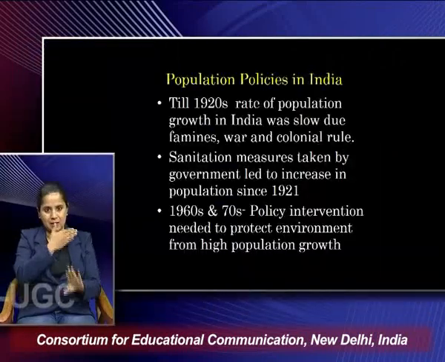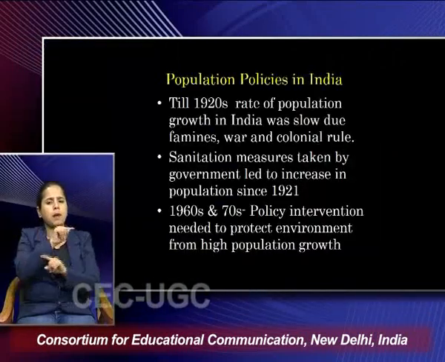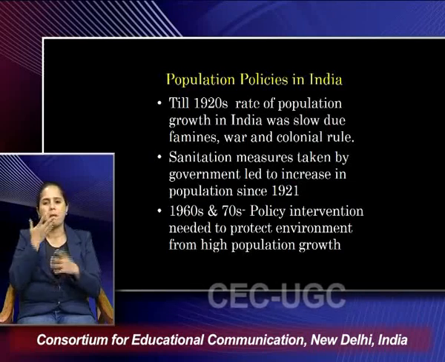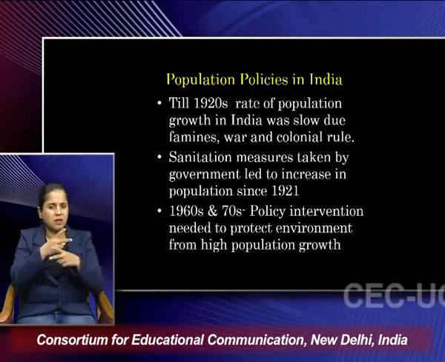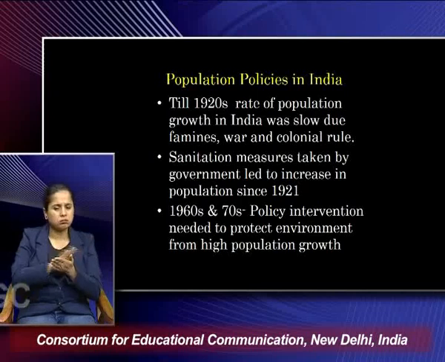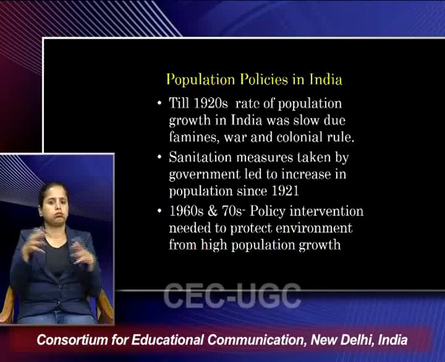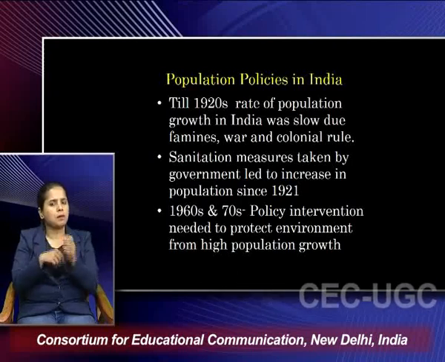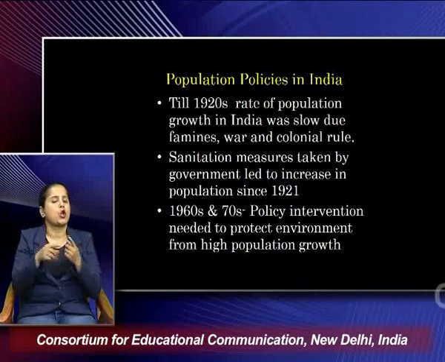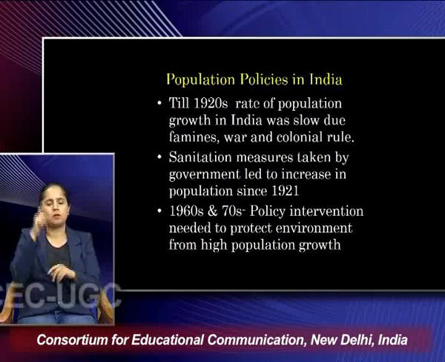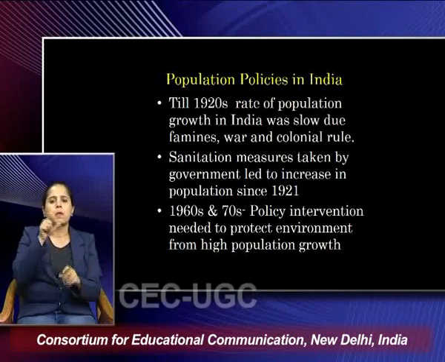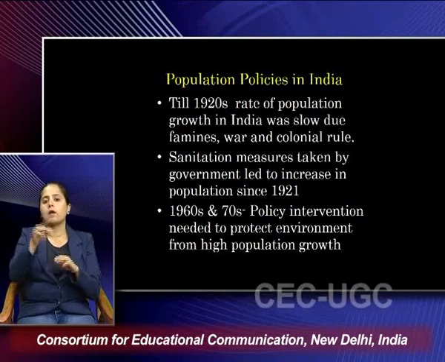Now what is very important is the population policies in India. Till 1920, the rate of population growth was slow due to famines, war and colonial rule. Sanitation measures taken by the government led to an increase in population since 1921. A lot of programs and policies for the welfare of the population and economic development started leading to an increase in population post 1921.